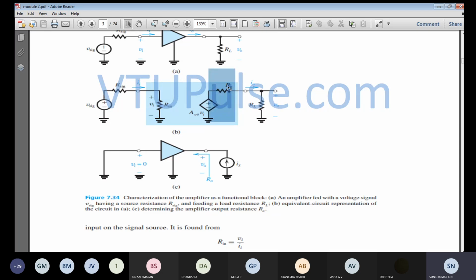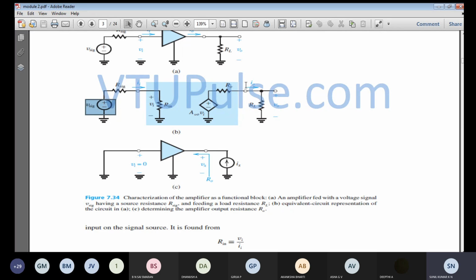So in order to find out the output resistance R0, what are we going to do? We are going to make the signal source voltage 0. Because whatever voltage is applied here, the amplified output voltage you will be getting, and because of that the current flowing is going to be maximum.